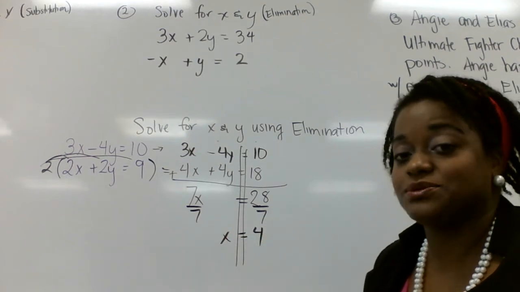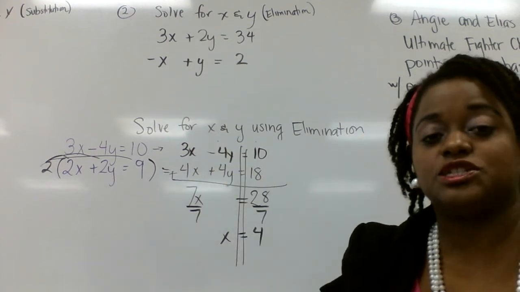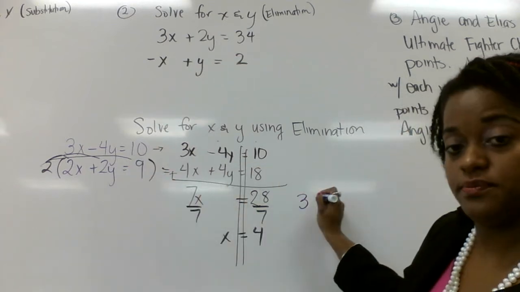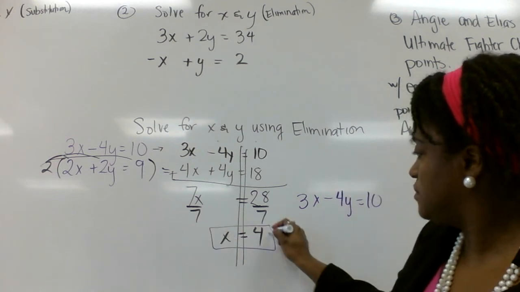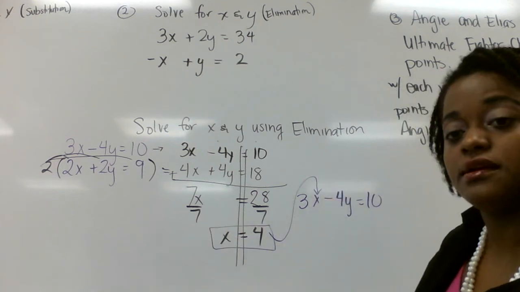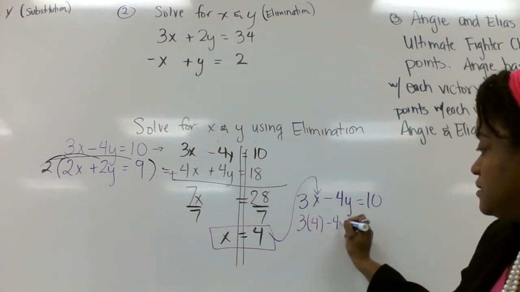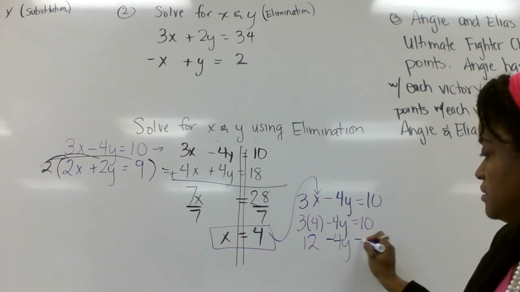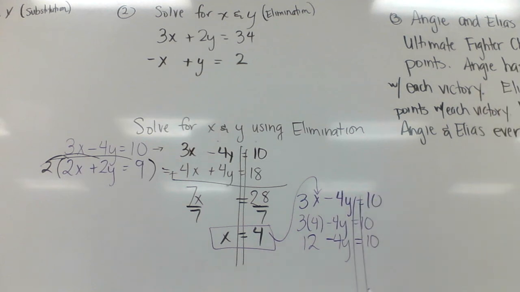Okay, so we're not done because we're looking for the point of intersection. That means x and y. So I'm going to plug in that 4 into the top equation from over here. Okay, let's replace. Okay, let's just keep doing the work. So subtract 12 from both sides.